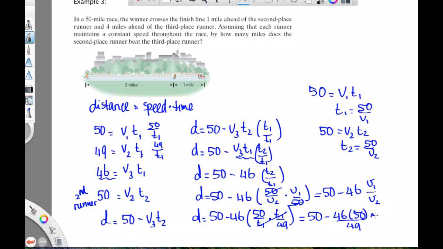And that means that the distance between, and this was defined as the distance between the second place and the third place runner, is actually 3.06 miles. And that's it. Thanks.